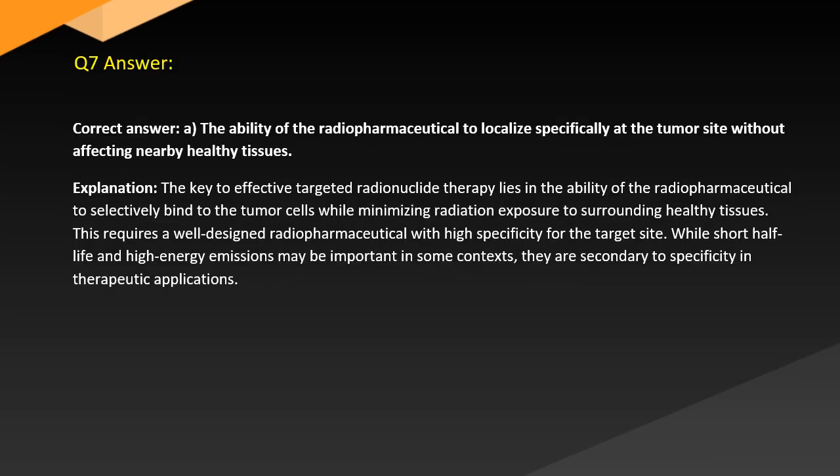Answer. Correct answer A. The ability of the radiopharmaceutical to localize specifically at the tumor site without affecting nearby healthy tissues. Explanation. The key to effective targeted radionuclide therapy lies in the ability of the radiopharmaceutical to selectively bind to the tumor cells while minimizing radiation exposure to surrounding healthy tissues. This requires a well-designed radiopharmaceutical with high specificity for the target site. While half-life and high-energy emissions may be important in some contexts, they are secondary to specificity in therapeutic applications.